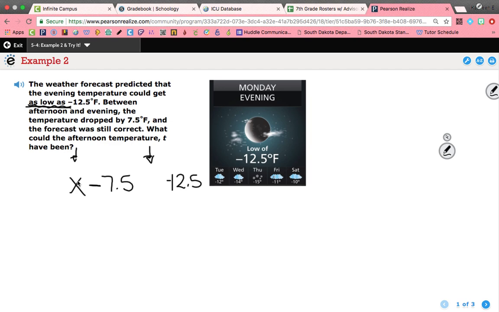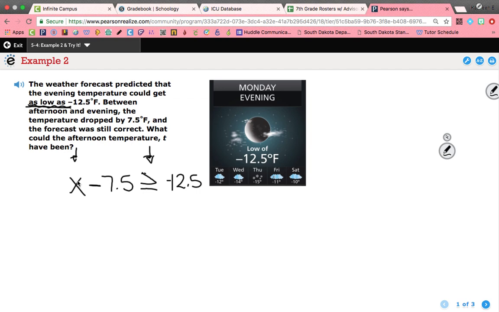It didn't get colder than negative 12.5. Okay, so x minus 7.5 is greater than or equal to negative 12.5, because we're thinking of temperatures, right? So if a number is greater than this, it's going to be warmer. So it can't be colder. It can't be less than that.